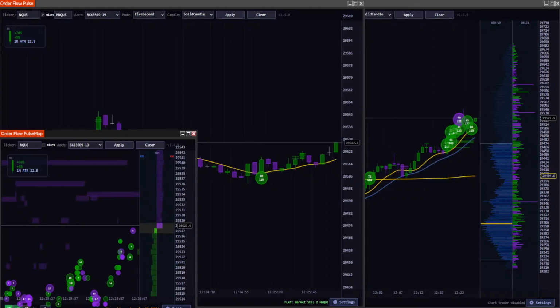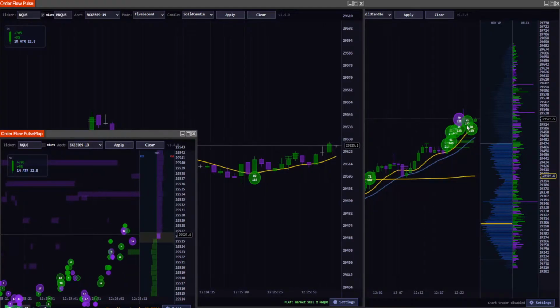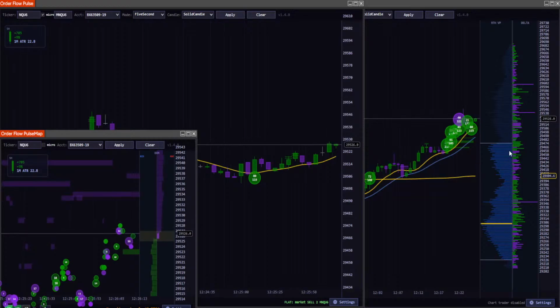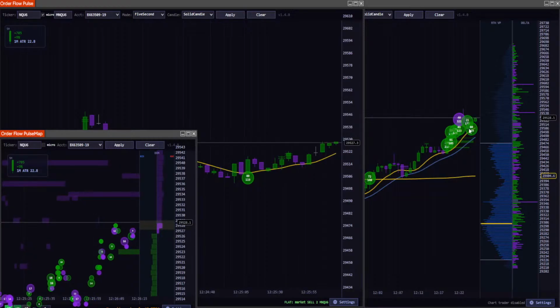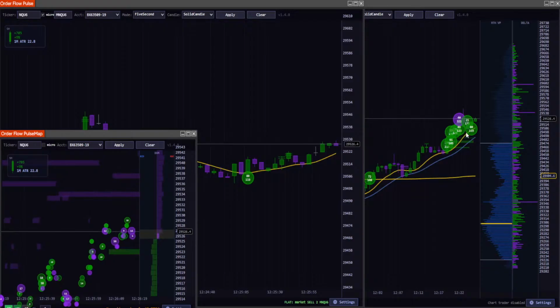I didn't think we would close above the VWAP and then go back up to the value area high. Right up in here, this is the value area high with all these buyers up in here. Yeah, folks, I wouldn't try to be shorting this.